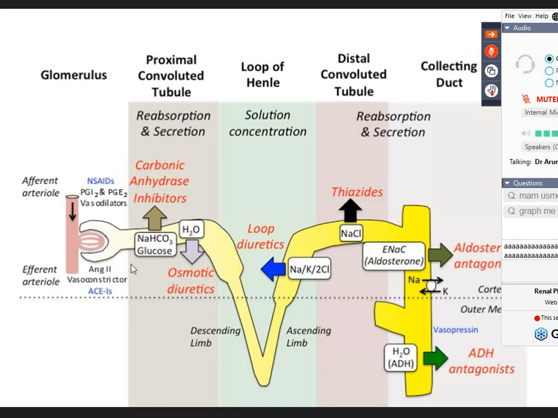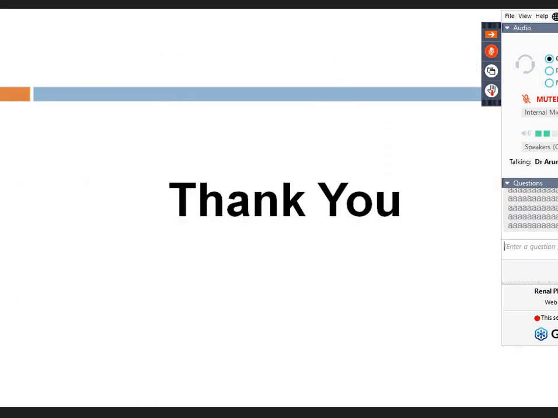I'll repeat again, carbonic anhydrase inhibitors are acting at the PCT. Then osmotic diuresis is also acting here. Loop diuretics in the loop of Henle, high efficiency diuretics they are known as, thiazide diuretics in the DCT, aldosterone antagonists in the collecting ducts, and also ADH antagonists. So that's all for today.